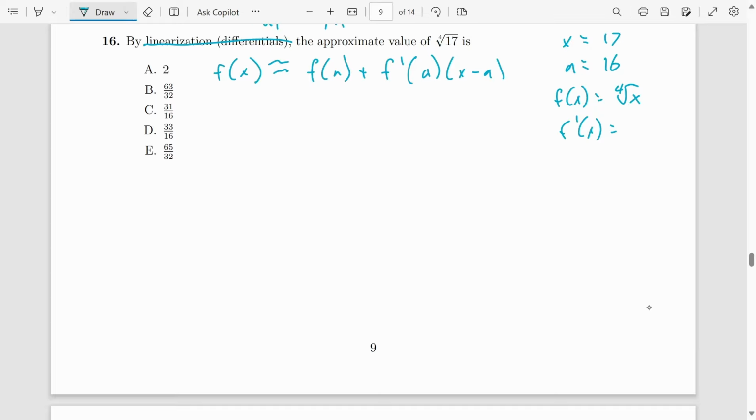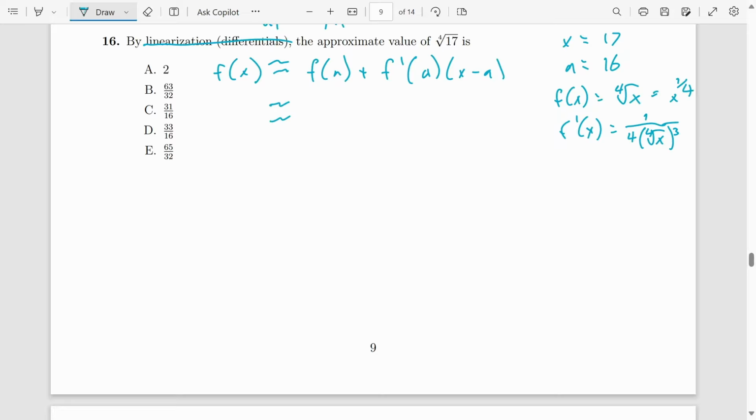And then f'(x) is the derivative of f(x). So we can rewrite the fourth root of x as x to the 1/4. So that means f'(x) is going to be 1 over 4 times the fourth root of x, cubed. That's what that's going to be. So we have all of those. Let's go ahead and do this linear approximation.